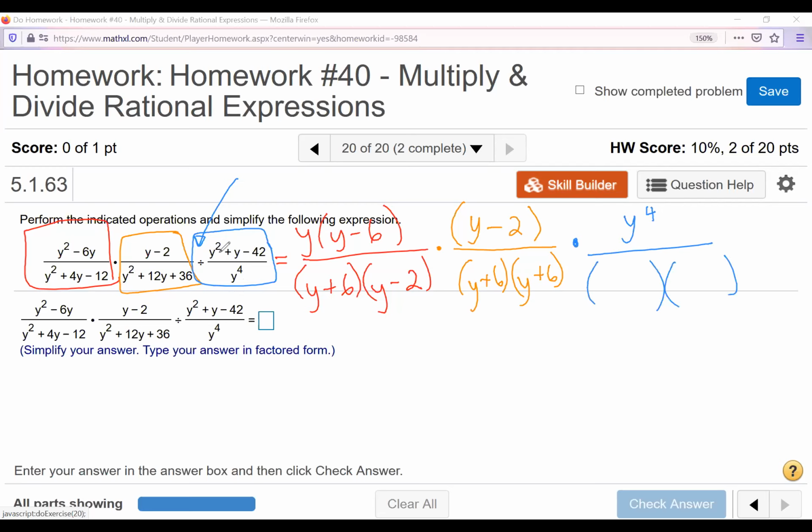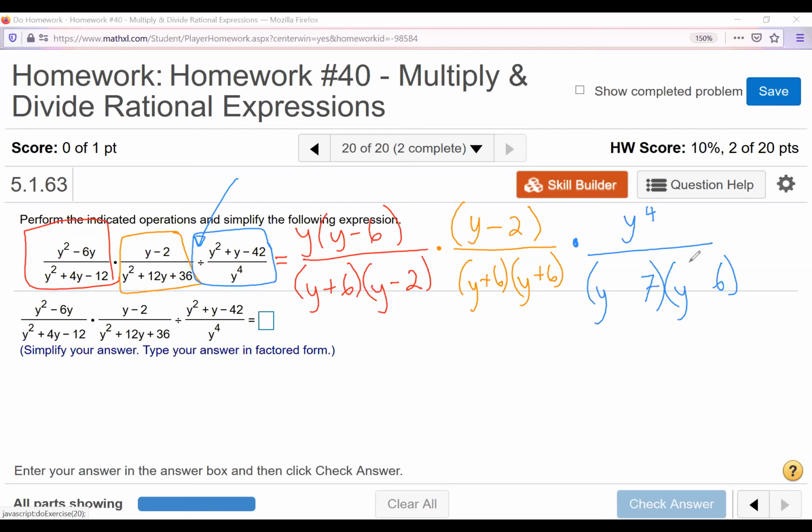So here we go. Y squared plus y minus 42. So two parentheses, the first two terms are both y, because y times y is y squared. I need factors of negative 42 that add up to 1. So in other words, numbers that have a difference of 1. It's going to be 7 and 6.